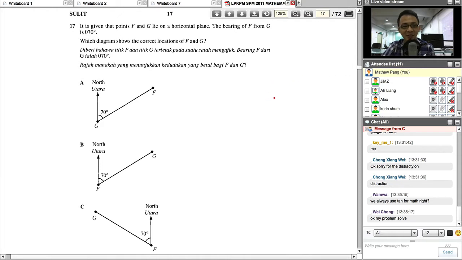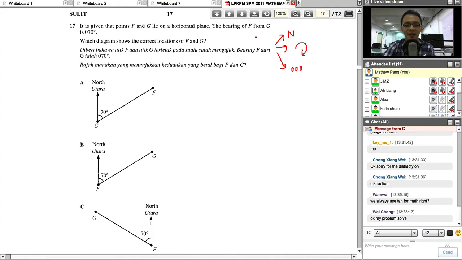Alright, 17. 17 is bearing. I said bearing you must fulfill 3 rules. One is always from north. Second rule is must always be in the clockwise direction. Third is the bearing always has 3 digits. Alright, so over here, he says F and G lie on the horizontal plane. Oh my god, don't tell me this is 3D. Let's see. The bearing is given, points F and G lie on the horizontal plane.